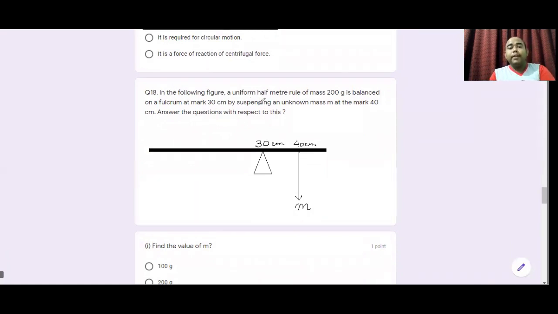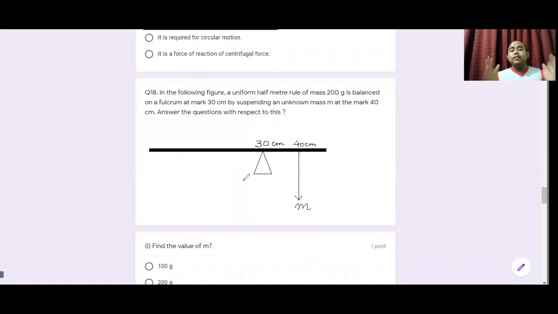In the following figure, a uniform half-meter rule of mass 200 gram is balanced on a fulcrum at mark 30 centimeter. Figure में दिख रहा है, हमने लिया है एक half-meter rule. Read it very carefully. It is not a meter rule. And it is a place where a lot of students commit mistakes. They will read it as meter rule, but the question says half meter rule. No, don't make that mistake.